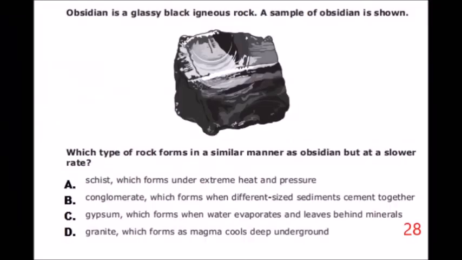Number 28. Obsidian is a glassy black igneous rock. A sample of obsidian is shown. Which type of rock forms in a similar manner as obsidian, but at a slower rate?